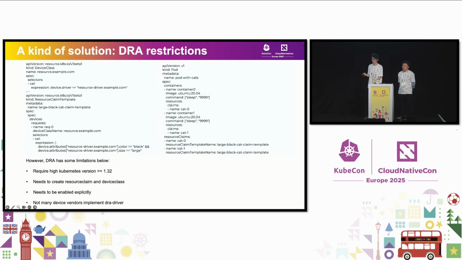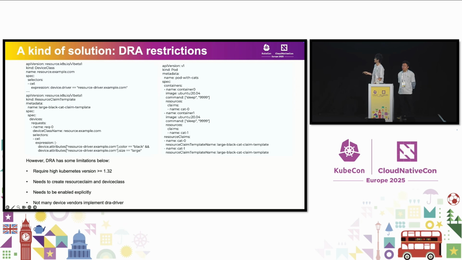But it has many restrictions. The first is it requires the Kubernetes version to be the latest. It means Kubernetes 1.32, and it happens that not many device vendors have implemented a DRA driver. For now, the Nvidia DRA driver is under construction, and it's not production-level ready. So you may have to wait to use this feature in the future before it enters the production environment.